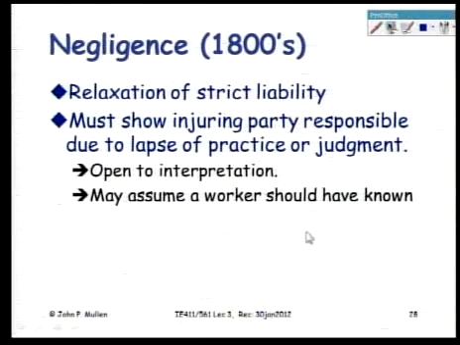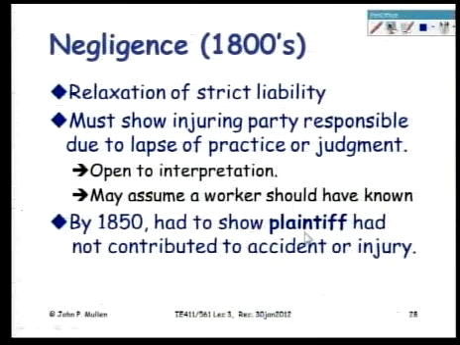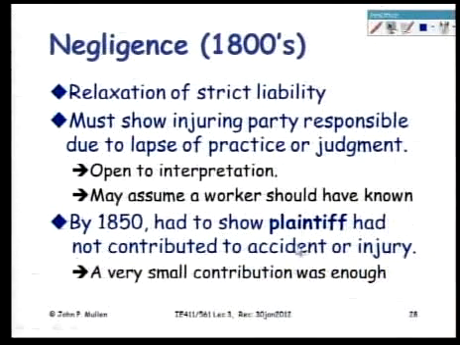That kind of thing. By 1850, you had to show the plaintiff had not contributed to the accident or injury. So, if the employer was 99% responsible for the press blowing up, but the operator was 1%, then the liability case would be thrown out because of contributory negligence. Okay?